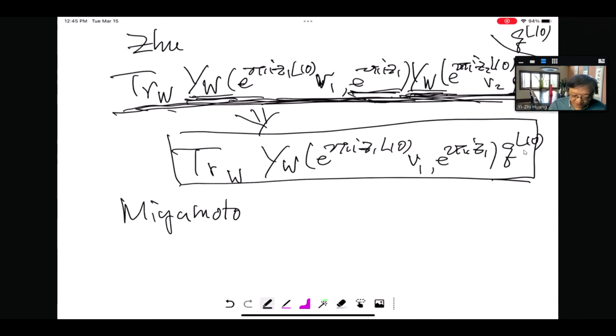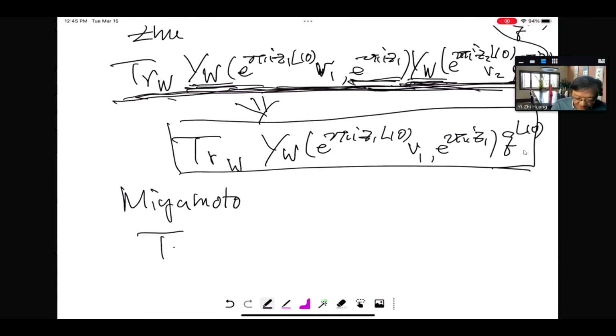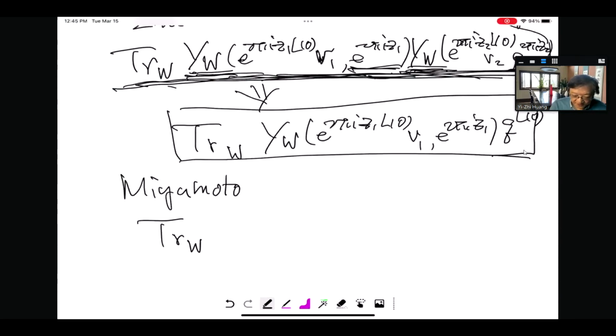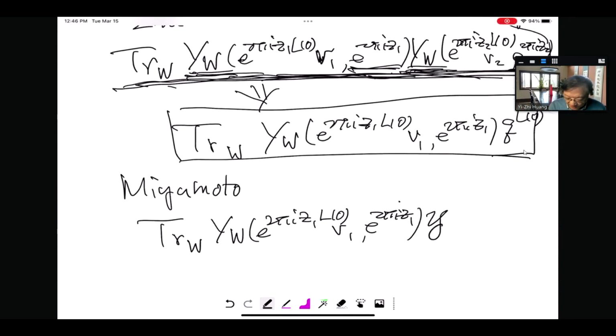So what Miyamoto did is the following. He also worked in the rational case, so we do not need to consider the pseudo trace, only the trace. But roughly speaking, Miyamoto considered the case where one operator is the intertwining operator, but all the other operators are vertex operators on modules. Okay, so then there's an intertwining operator here.